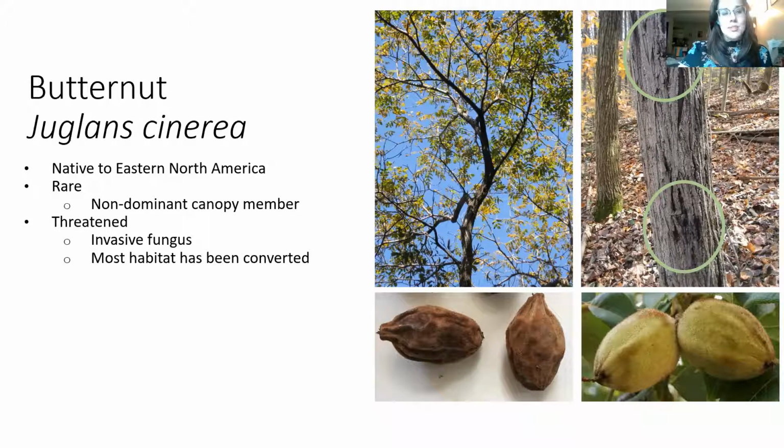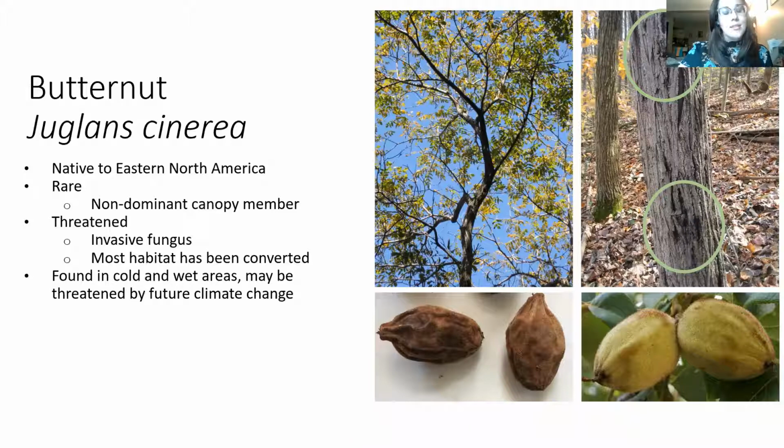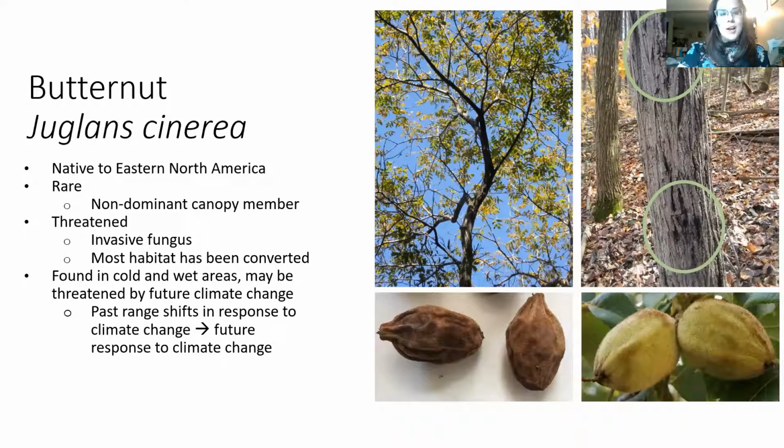Also, most of the species' habitat has been converted for human land use, so it's also lost quite a bit of its range. It's also generally found in cold and wet areas, which eventually might be threatened by future climate change. So, in order to understand how the species could potentially respond to future changes to climate, we first need to understand how past range shifts have occurred in this species in response to climate change.